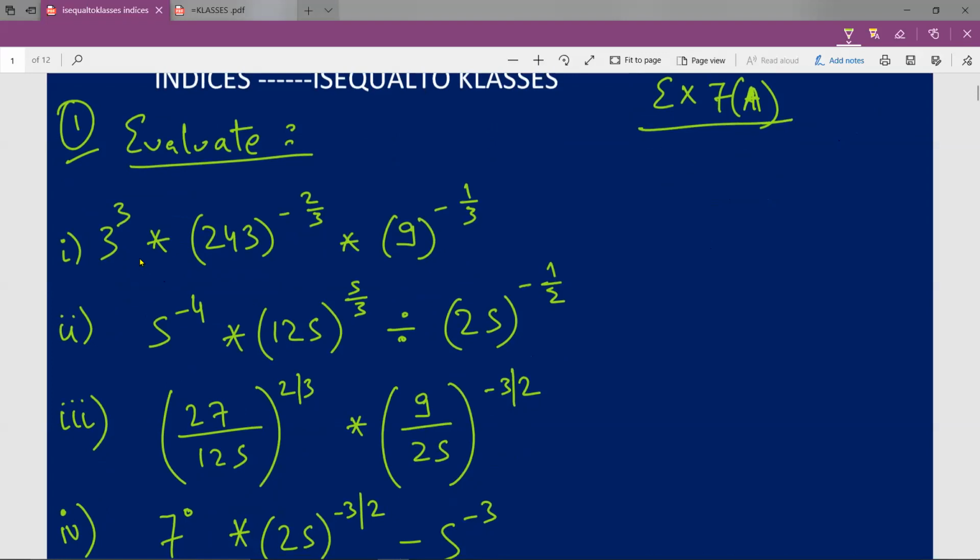So the first question is 3 cube into 243 raised to power minus 2 by 3 into 9 raised to power minus 1 by 3. You can note this question down and step by step we'll go to the other screen and do this question. Okay, this seems to be a tough question, but we'll take it step by step.